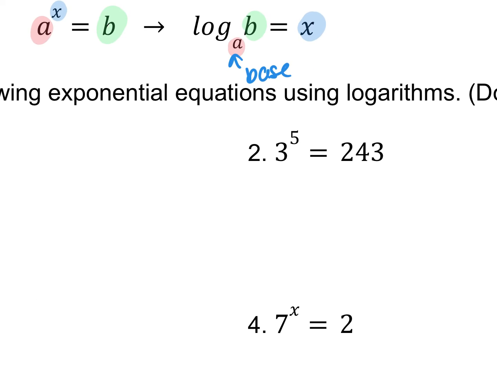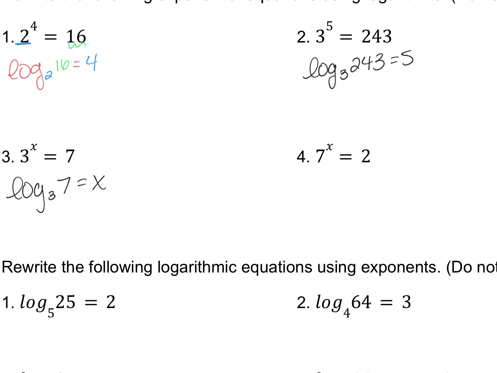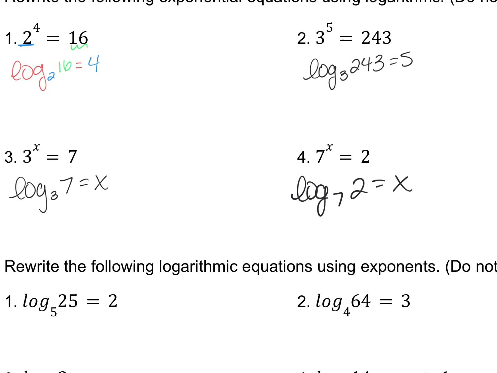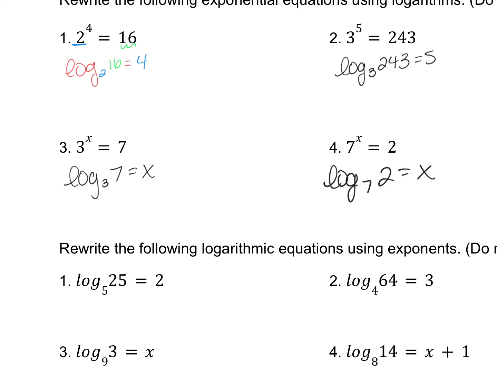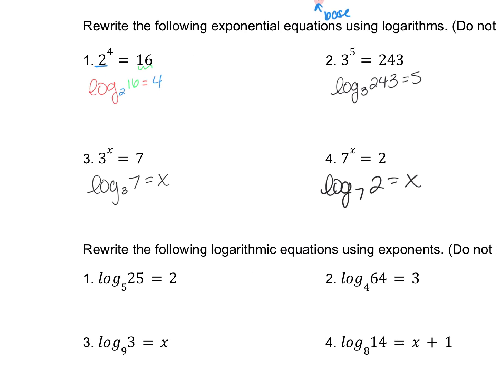It's kind of weird. Let's do another one. Log base 3 of 243 is equal to 5. Log base 3 of 7 is equal to x. And the last one of these, log base 7 of 2 is equal to x. So again, in the next couple lessons, we're going to learn how to solve these, but we're not doing that today. All I'm wanting you to get used to is how to convert back and forth, back and forth.